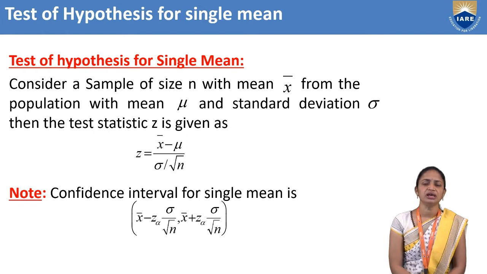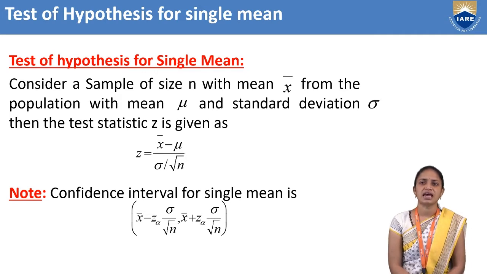Now, coming to the first method, test of hypothesis for single mean. Consider a sample of size n, with mean x bar from the population with mean mu and standard deviation sigma. Then the test statistic z is given by z equal to x bar minus mu divided by sigma by root n. Here the confidence interval for single mean.